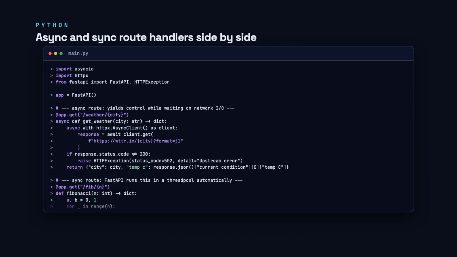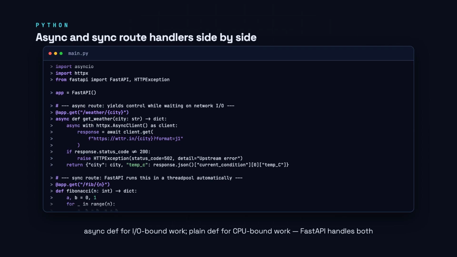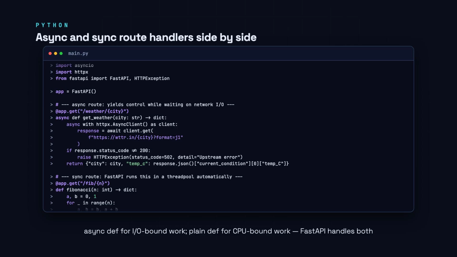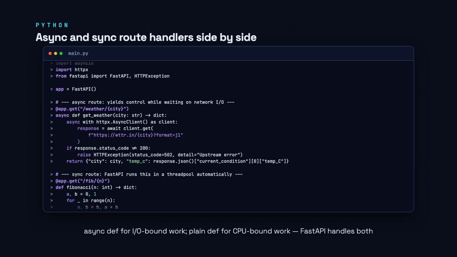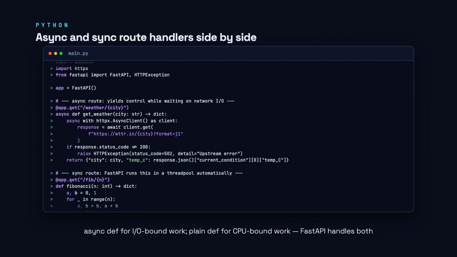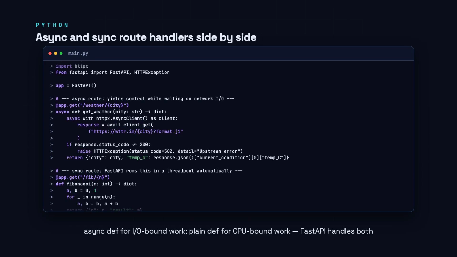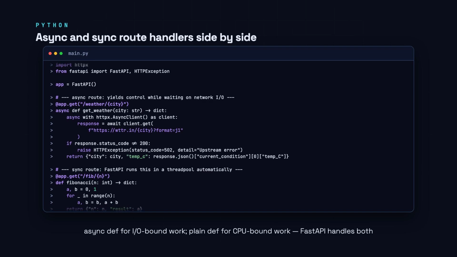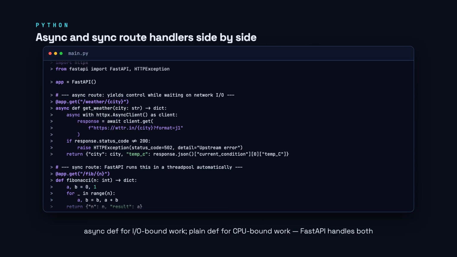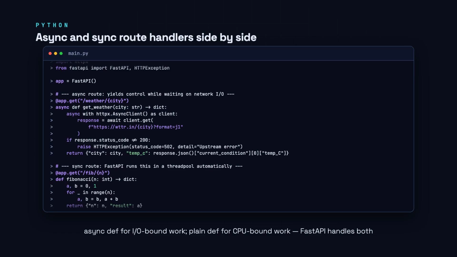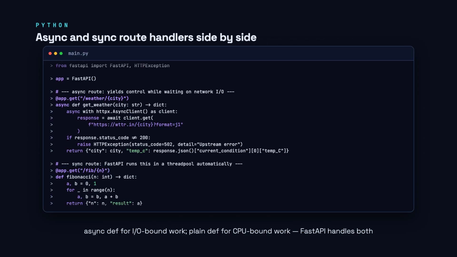Let us walk through both handlers. The first route, app.get /weather/{city}, is declared with async def. Inside, we open an HTTPX async client and call await on client.get. That await is the yield point. While the HTTP request to the weather service is in flight, the event loop is free to serve other incoming requests. When the response arrives, execution resumes right after the await. The second route, Fibonacci, is a plain def. It does pure CPU computation with no I/O to wait on. Because it is a regular function, FastAPI automatically runs it in a threadpool worker, keeping the event loop unblocked.